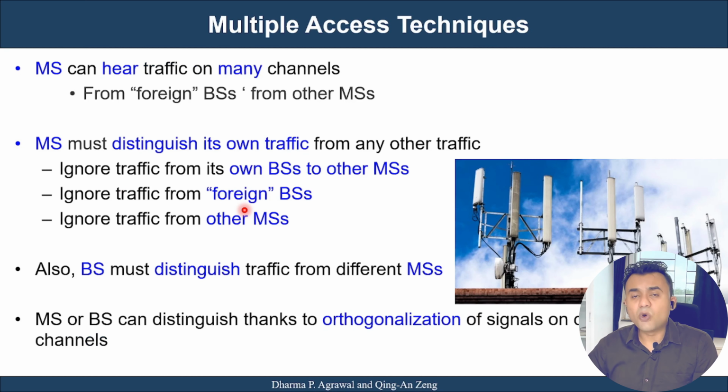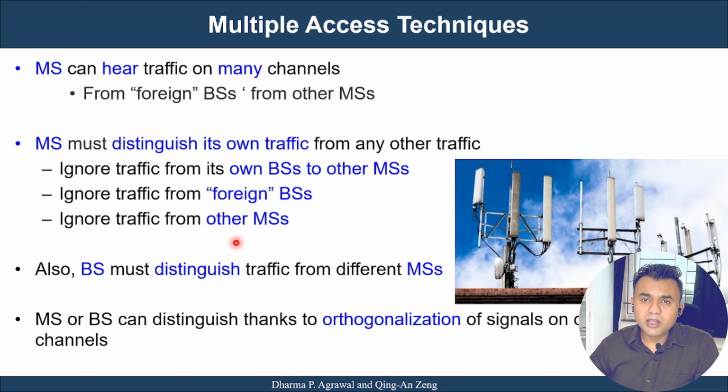Now, there is another case. Ignore the traffic from foreign base stations. If I am communicating with one particular base station, let's say this one, I may receive the traffic from other base stations also, which has to be filtered or ignored in order to receive my traffic correctly without any interference.